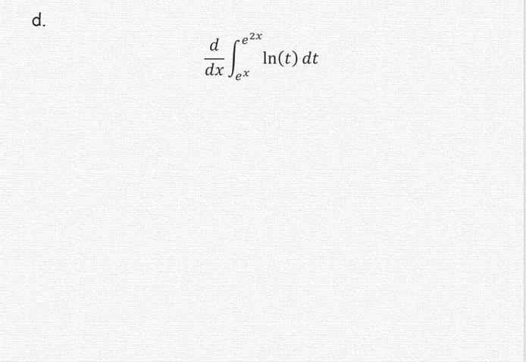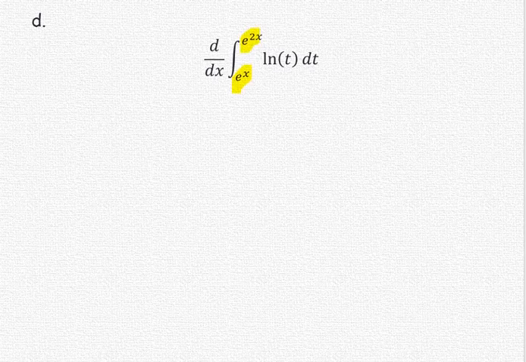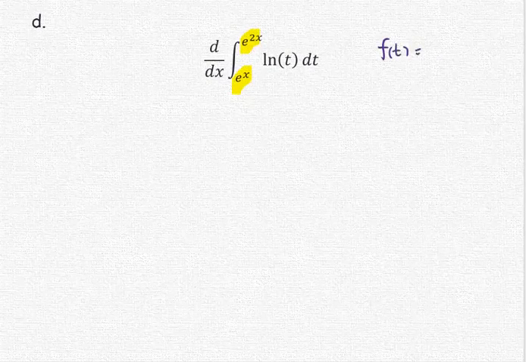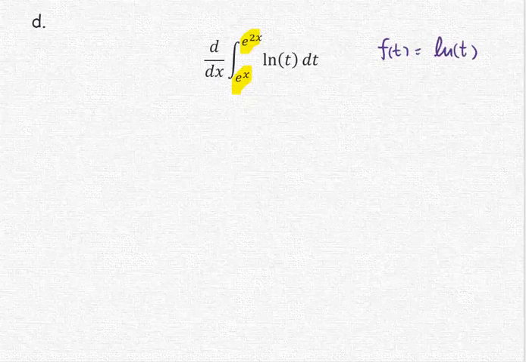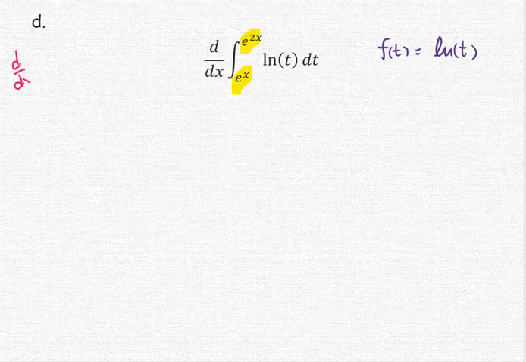So in part D, we have the derivative of the definite integral. Both lower and upper limits are in function form, and the integrand f of t is the natural log of t. So with the fundamental theorem of calculus part 1, I set aside the form d by dx of an integral with a constant term.